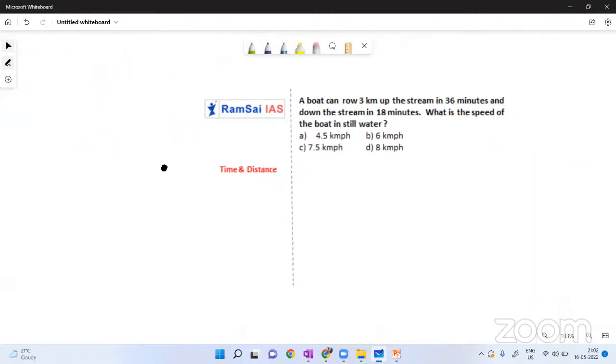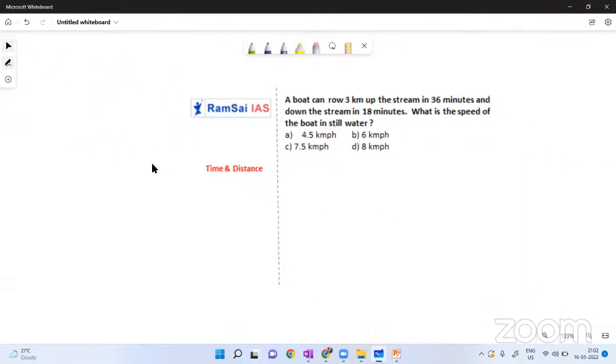Next one. The boat can row 3 kilometers upstream in 36 minutes and downstream in 18 minutes. What is the speed of boat in still water? Yes, this is the real question, we can say. The boat can row 3 kilometers upstream in 36 minutes.